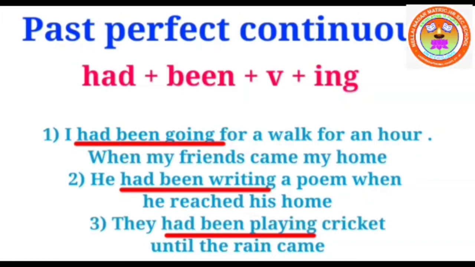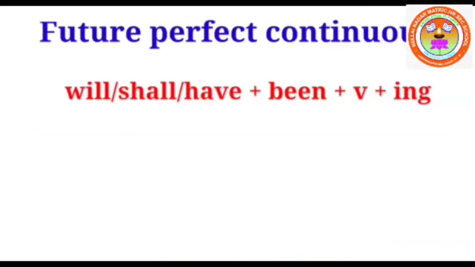Then the third example is they had been playing cricket until the rain came. Had been playing, had is past, been is perfect, playing is the ing form. So continuous, past perfect continuous. Then the last tense of these 12, future perfect continuous. For future we have to use will or shall have. For perfect we have to use been. For continuous we have to use ing. So we can easily get future perfect continuous.